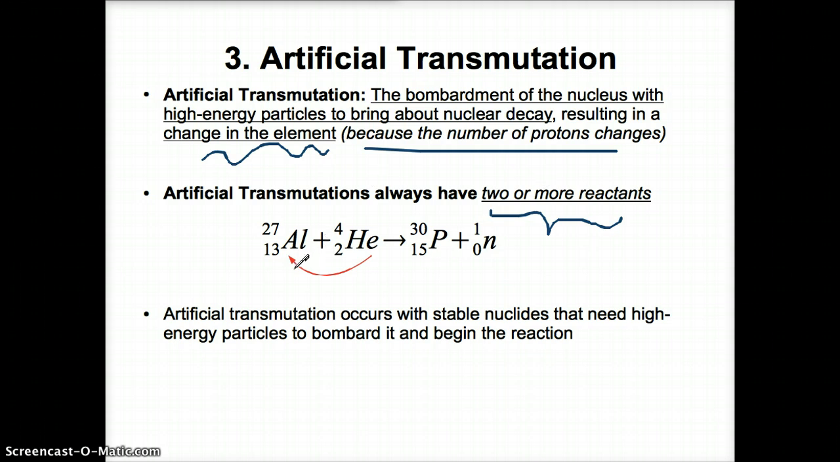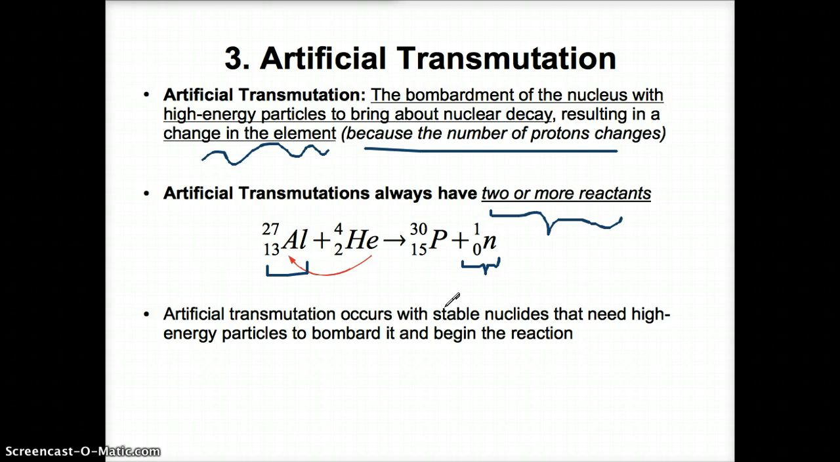For example, Al-27, with mass number 27 and charge or atomic number 13, is bombarded with this high energy alpha particle here, also known as He-4 with mass number 4 and charge or atomic number 2, to form phosphorus-30 on the product side with mass number 30 and atomic number 15, and a neutron with the mass number of 1 and a charge of 0. This is artificial transmutation because there are two reactants, or two nuclides in the reactants, Al-27 and He-4, changing into a different element on the product side, P-30 here.